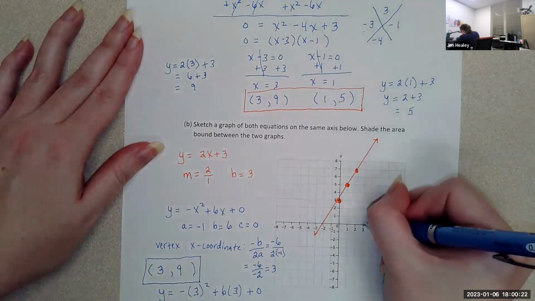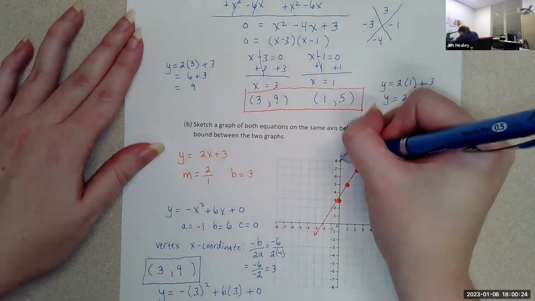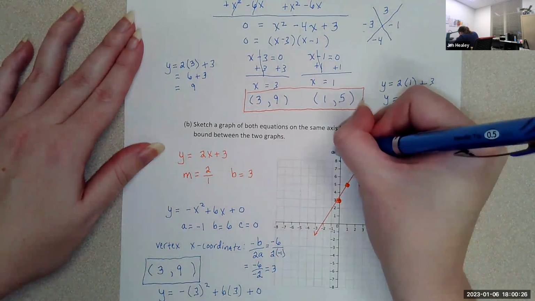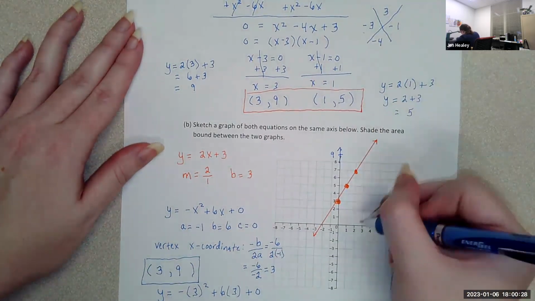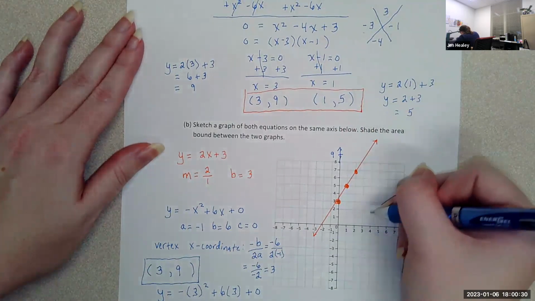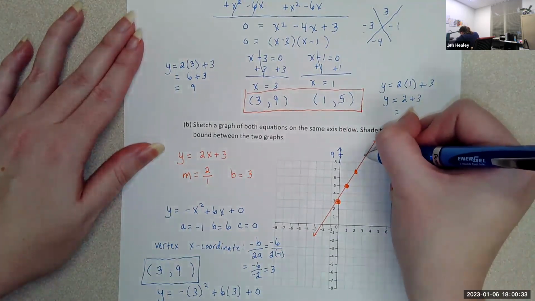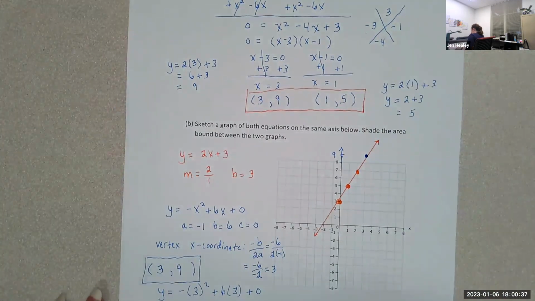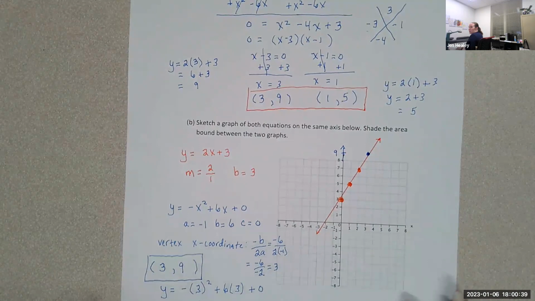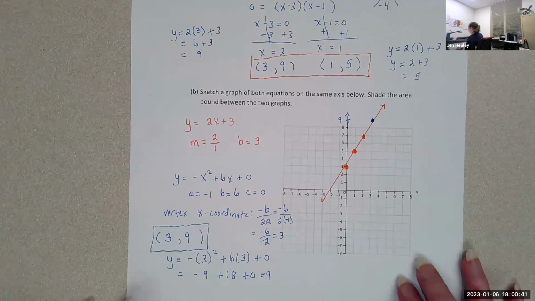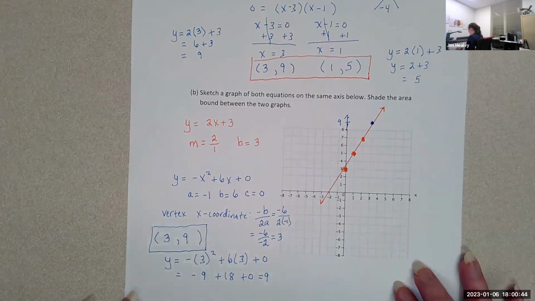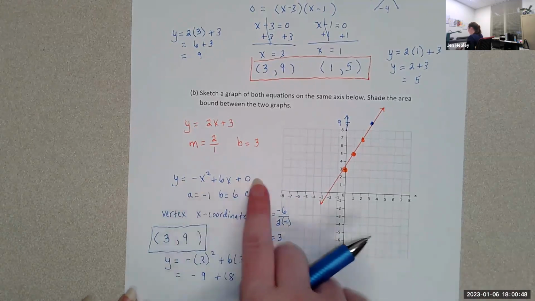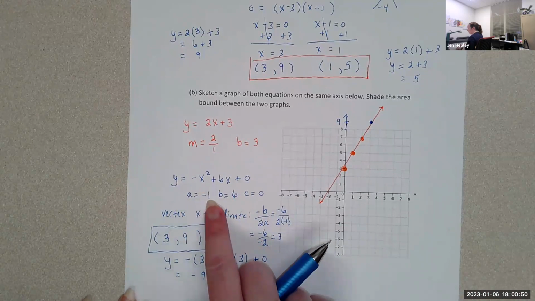So if I come over to 3, and then I go up to 9, and I don't have 9 here, so I have to draw it in. (3, 9) would be right around here. And that's the vertex. Now, I know that this parabola is going to be downward facing. The reason I know it's a downward facing parabola is that the equation for the parabola has an a value that's a negative number. So we said if a is negative, it's going to be a downward facing parabola.